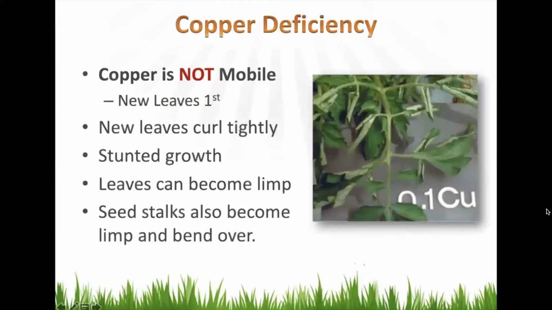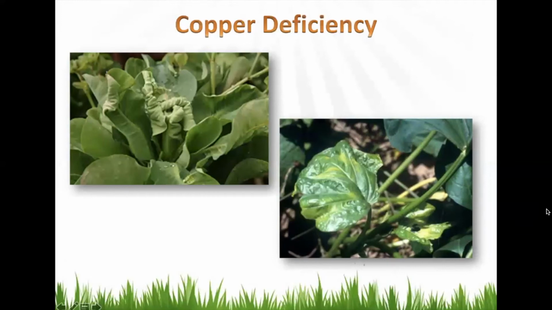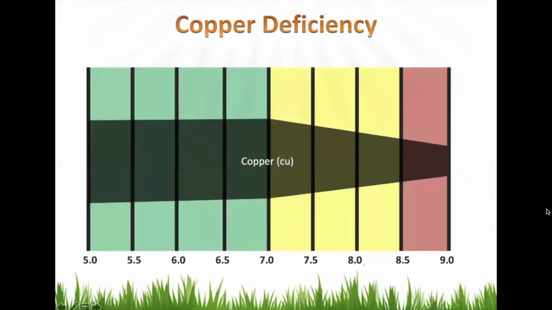Copper is not mobile, so this is going to affect the new leaves first. And the new leaves curl very tightly to each other. The growth is stunted, and the leaves can become limp as well. And not only the leaves, but the seed stalks also become very limp, and they bend over very easily. So here we can see with copper deficiency how the newer leaves are curled and distorted and going limp. Anything above 7.0, specifically going above 8.5, you're going to have copper deficiencies.